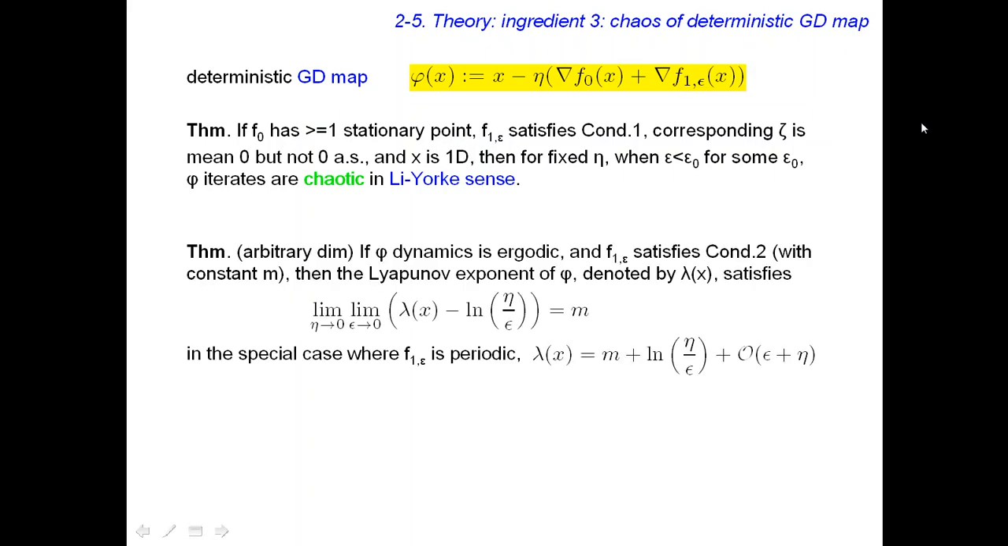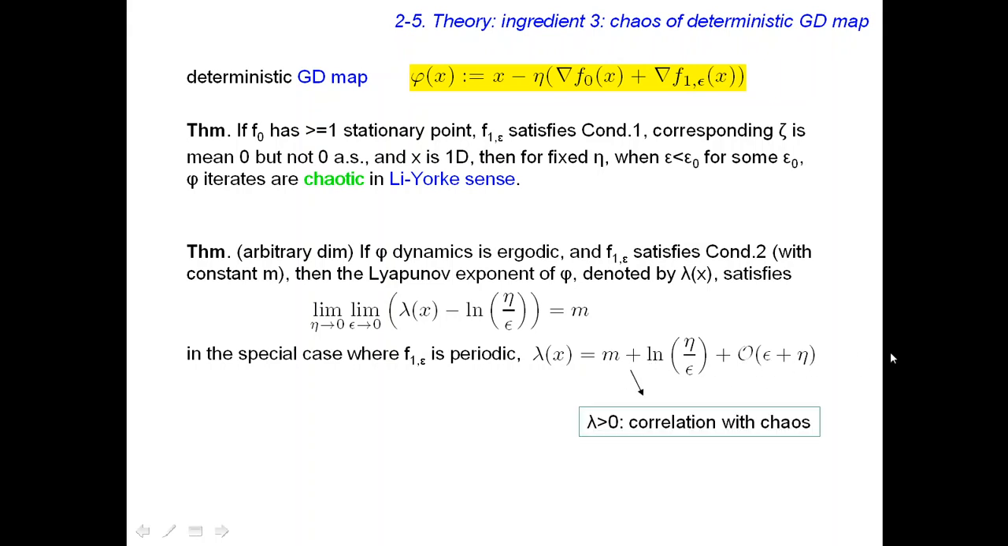We do have a multi-dimensional result, but it's weaker. So we have to assume that the phi dynamics is ergodic, and then we can actually have a quantification of the Lyapunov exponent. The general result is really this line, but for intuition, let's consider a special case where the microscopic loss is actually periodic. And in that case, lambda, this Lyapunov exponent, admits this approximation.